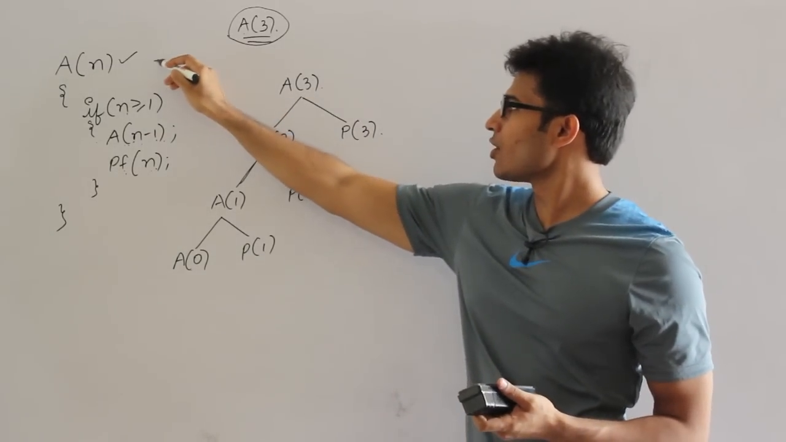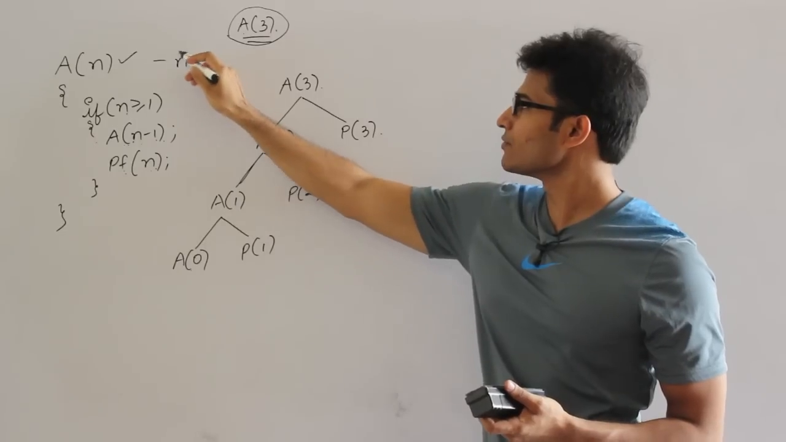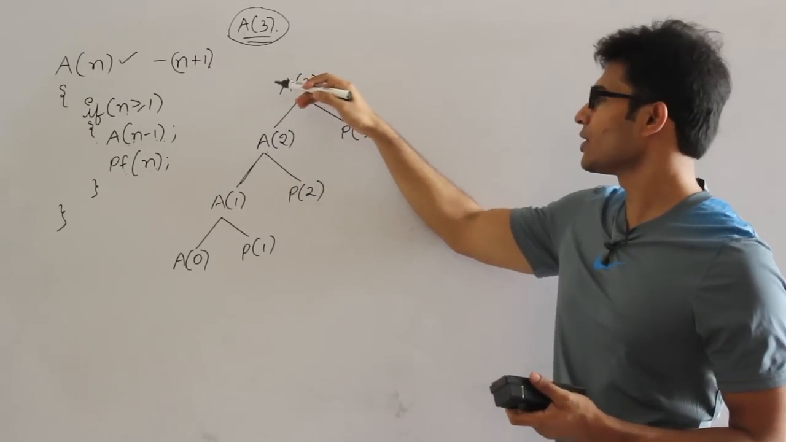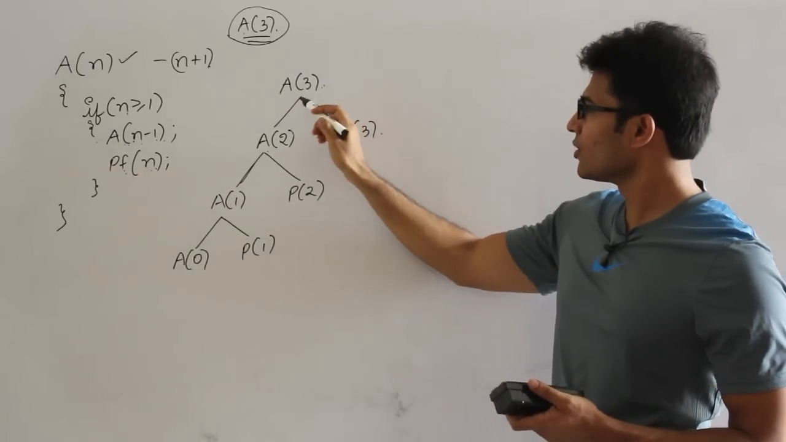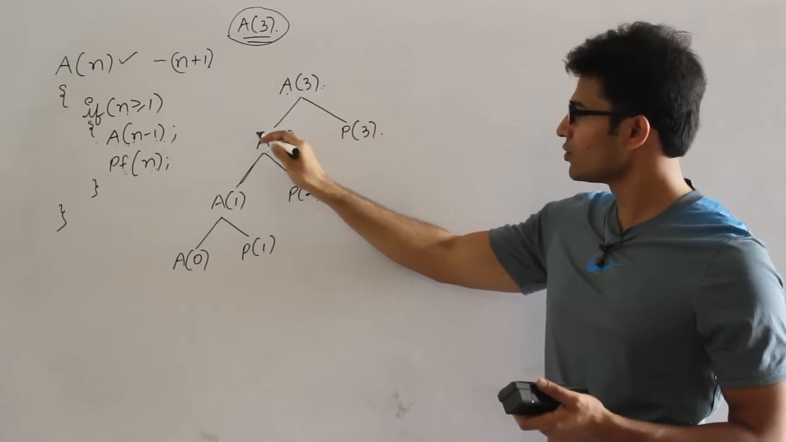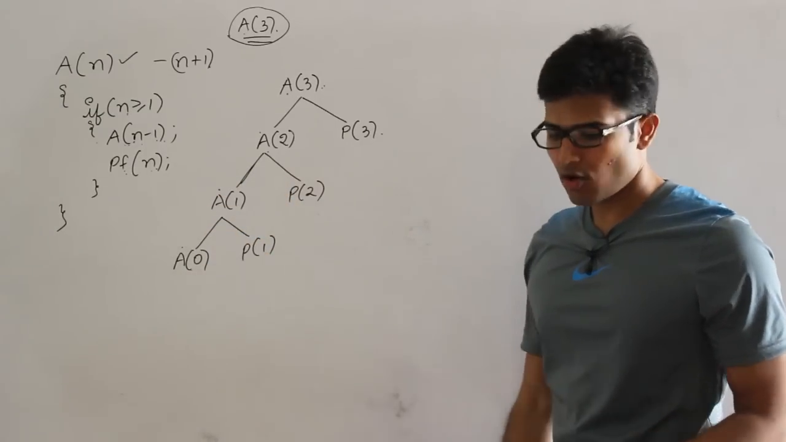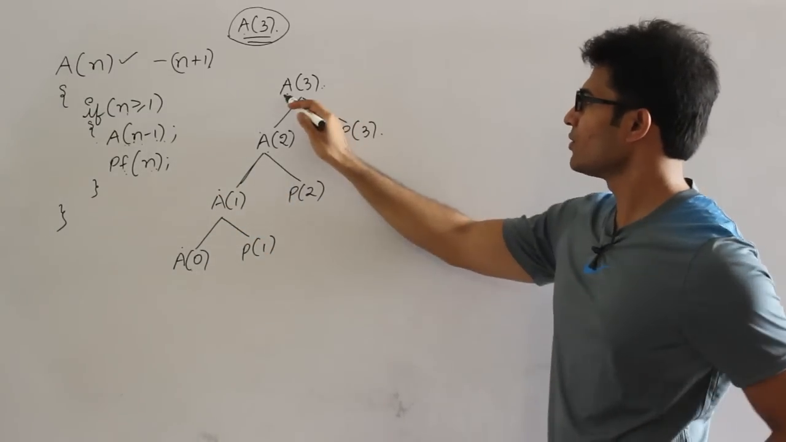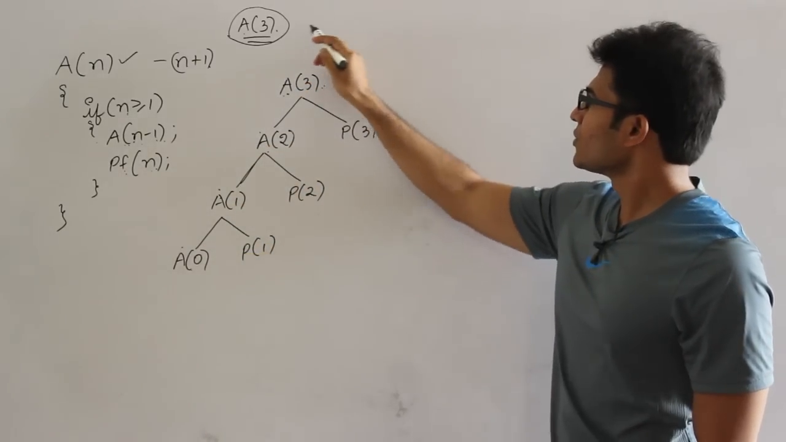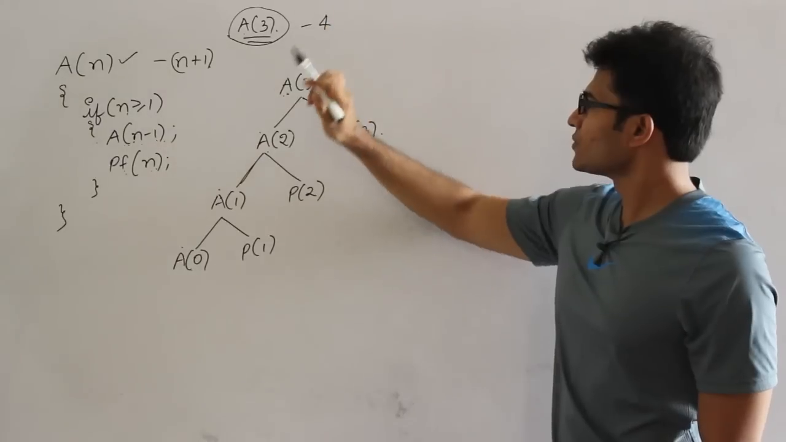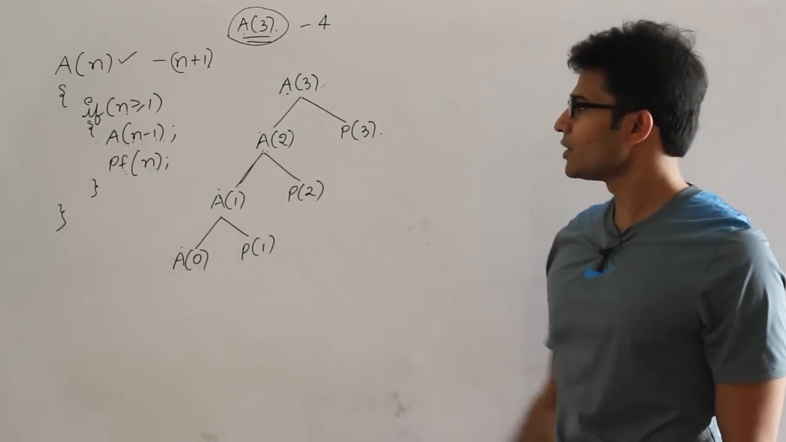So for this one, how many recursive calls are required? n plus 1. If you didn't understand this, maybe you can take A of 4 or A of 2. See this, in order to execute A of 3, how many recursive calls are required? 1, 2, 3, 4. Or how many times A is being called in order to compute A of 3 is 1, 2, 3, 4, right? So in order to call A of 3, A is called 4 times. In order to compute A of 2, how many times is A called?